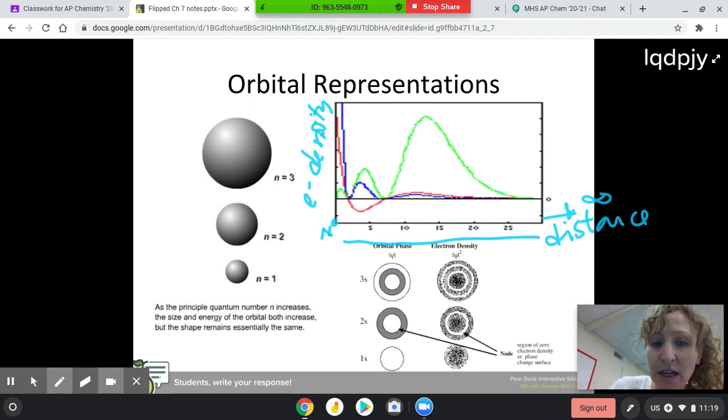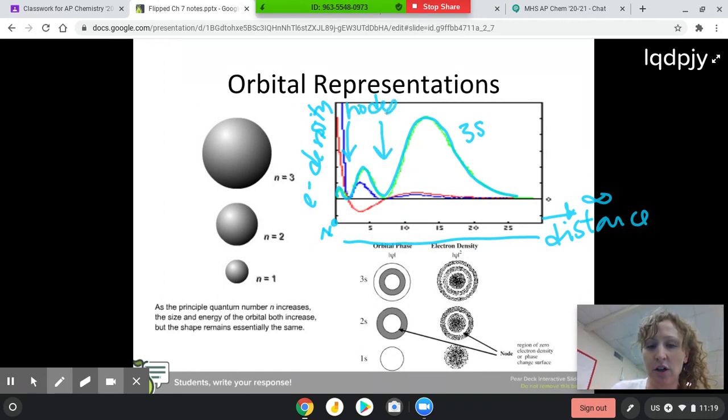And then if you look at the other spikes, like this green one, that would be a 3s chart. These dips, again, represent the nodes that occur because of the repulsion between the 3s electrons and the 1s electrons.